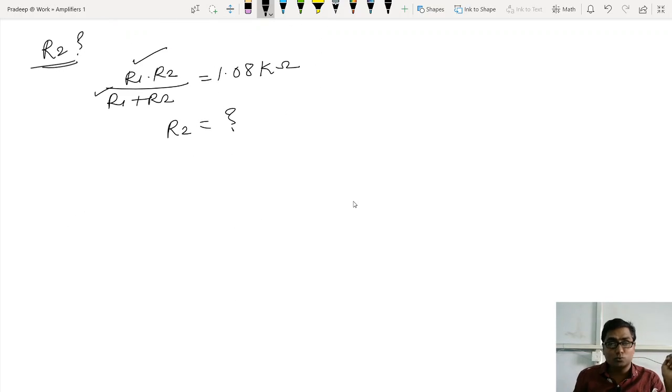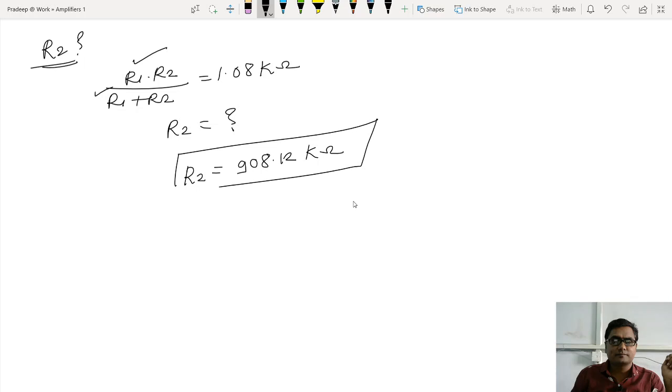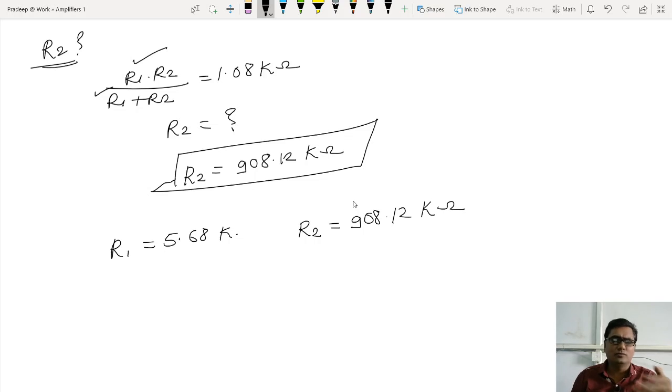Calculate the value of R2. By putting the value of R1, that is 5.6, we can easily calculate R2. Use your calculator, I got the value 908.12. The value of R1 I have calculated is 5.68, and the value of R2 I have calculated is 908.12 k. I told you, if you are using a simulator, then go for the actual values.